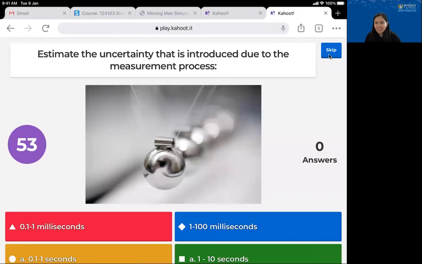Estimate the uncertainty due to the measurement process. So the process includes now the equipment and the method, how you measure it.